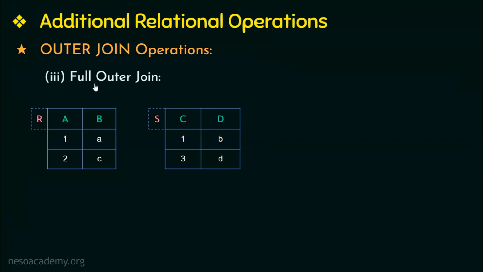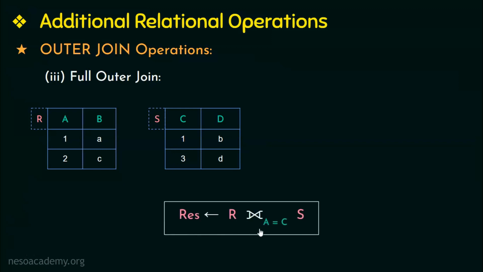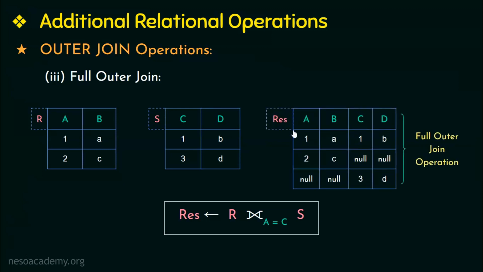Finally, we have the full outer join. This operation keeps all the tuples from both the relations, and those tuples that do not satisfy the given condition are filled with null values. This is how we write a query for full outer join. And full outer join is represented using this symbol where the two lines are protruding from both the sides of the symbol. This is the result of full outer join, and let us see how it works.